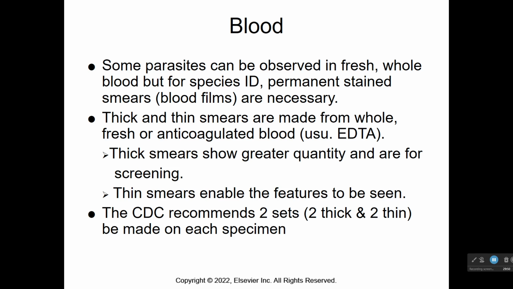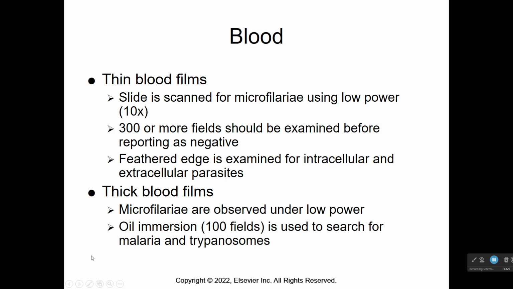The alternative is to draw that EDTA tube and make the smears immediately when it gets back to the lab. The thick shows the quantity because there may not be many there, so the thicker it is, but you can't always see the forms or the shape. So that's just to see something and be a screen. Then if you see something, you go to your thin smear to see the features. The CDC recommends we make at least 2 sets, but you're probably going to make more just to be on the safe side. Also, we'll go back up if the patient's fever spikes again, maybe go up every so many hours and collect more specimens.